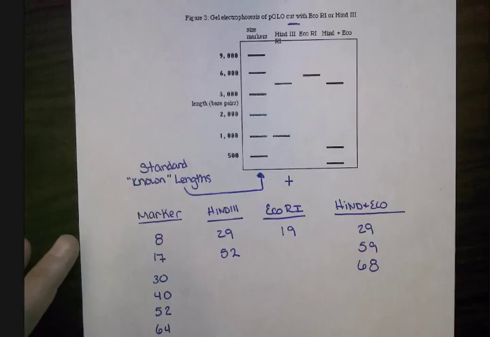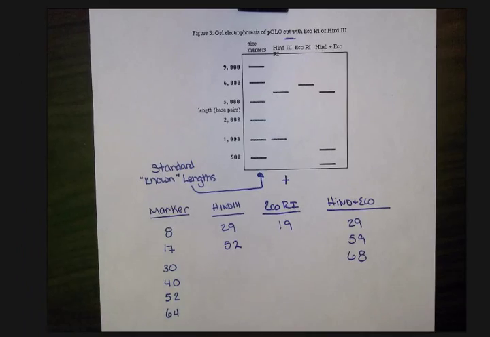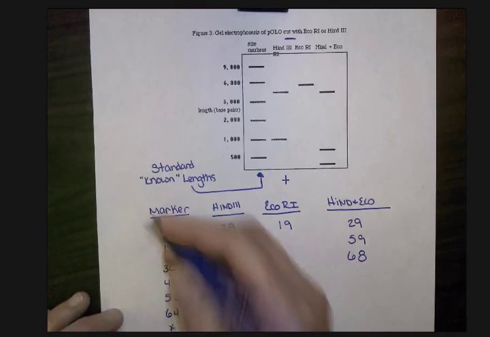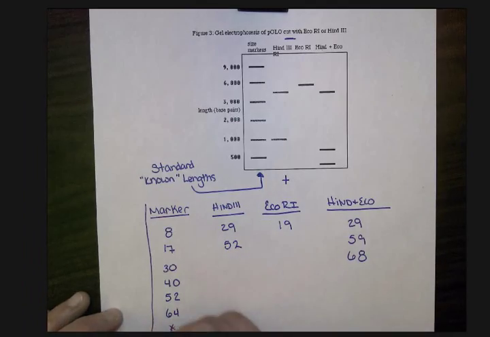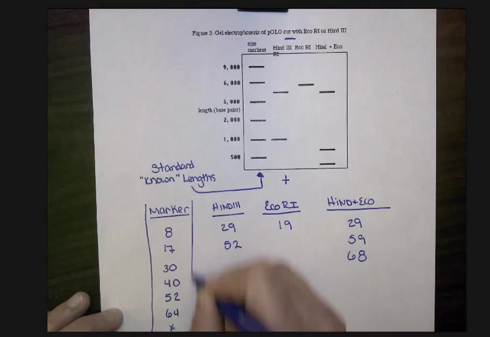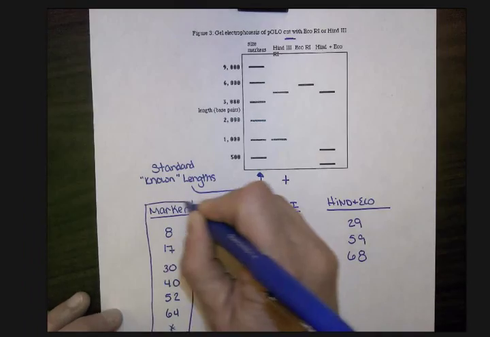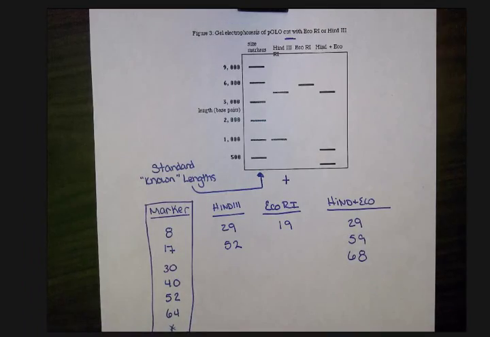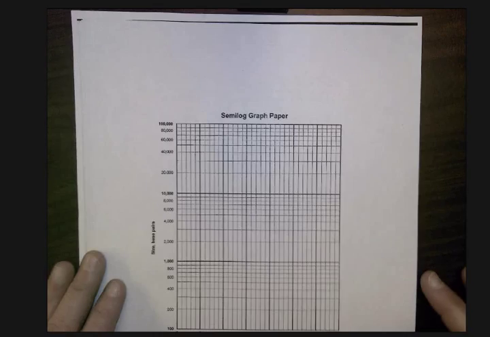All right, so I should get some data that looks something like this. All right, so now what do I do? Well, now I need to go through and use my standard, or my marker information, and graph it. But we're going to graph it on a new type of graph paper. This graph paper is referred to as semi-log graph paper.